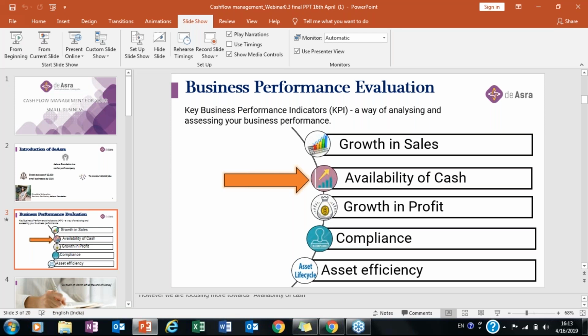Compliance: is our business compliant enough to be in society, basically do we have all the compliances and all the licenses, legal compliances in place. And asset efficiency: are all our machinery or tangible assets being used efficiently up to the entire capacity. So these are the five indicators.